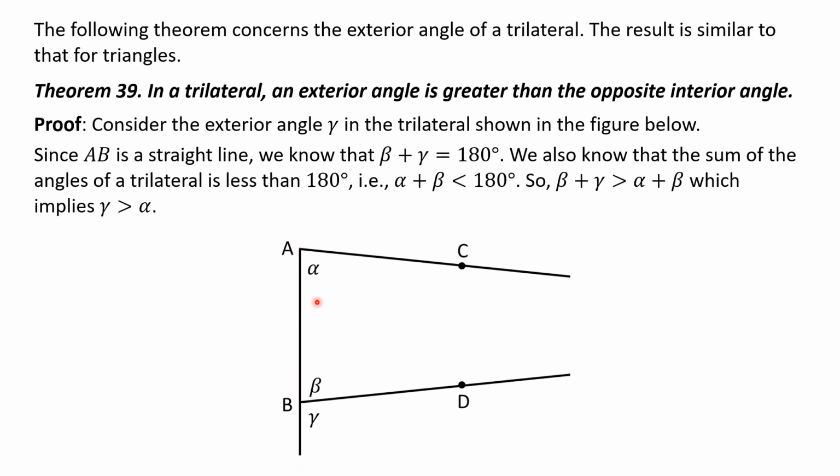Since AB is a straight line, we know that beta plus gamma equals 180 degrees. We also know that the sum of the angles of a trilateral is less than 180 degrees, so alpha plus beta is less than 180, which means that beta plus gamma is greater than alpha plus beta. So we have this, and then we just subtract beta from each side, and we have that gamma is greater than alpha, which proves our theorem.